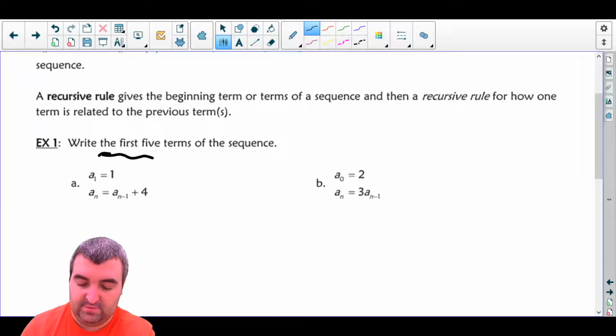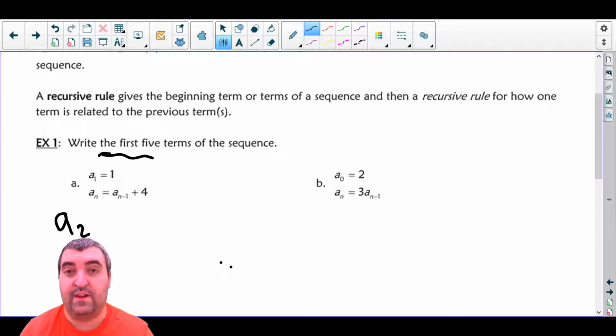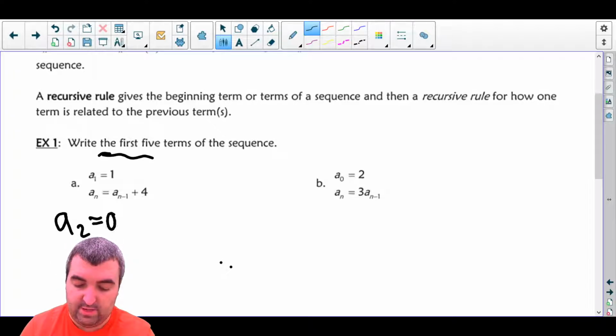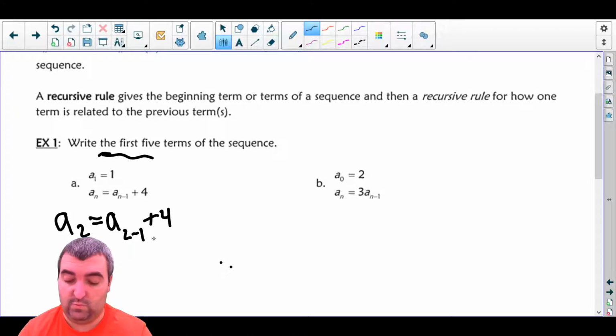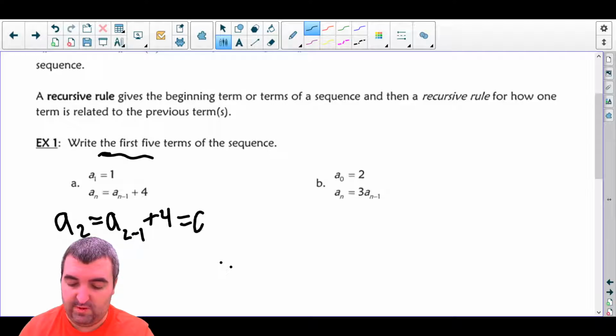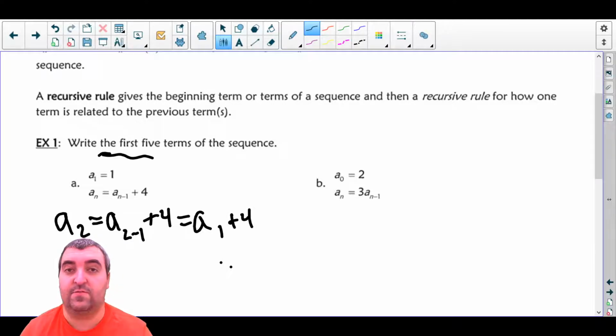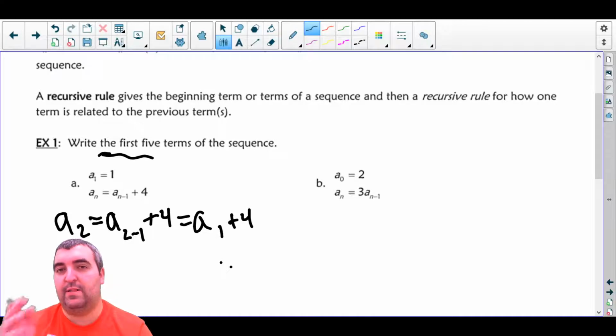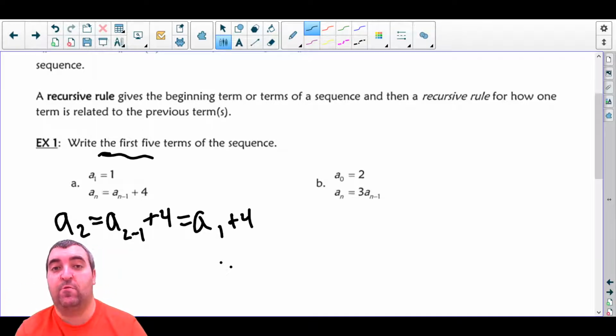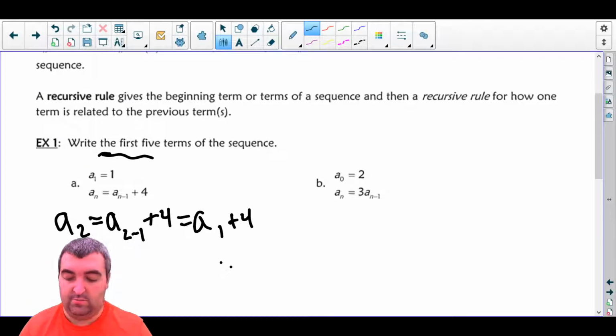Well, just for the sake of seeing it once, if I do a sub 2, because that's what I want to find next, the second term, it would equal a sub 2 minus 1 plus 4. Well, 2 minus 1 is 1, which means I'm really doing the first term plus 4. And that's kind of how we think about the pattern, right? We see, oh, I'm adding 4 every time, so let me just add 4 to the last term to find the next term. So that's what this is saying. The first term is 1, so it ends up being 1 plus 4, which is 5.